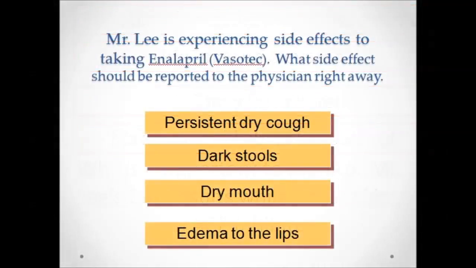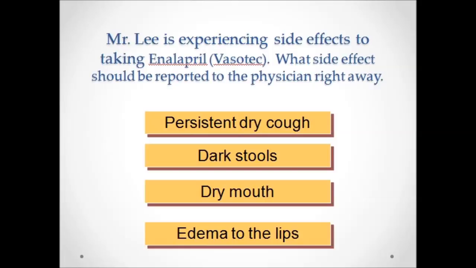Alright, here's another one. Mr. Lee is experiencing side effects of taking enalapril. It ends in PRIL, so I know that is an ACE inhibitor. What side effects should be reported to the physician right away? So one, I'm thinking right away. So persistent dry cough. Okay, I know that may happen. Dry mouth, not so significant. And then also edema to the lips. Now this is significant if you have chest pain or you have any type of breathing problems.